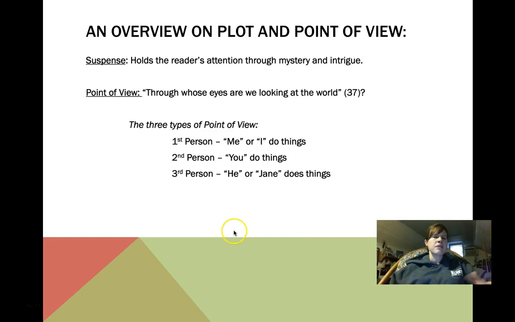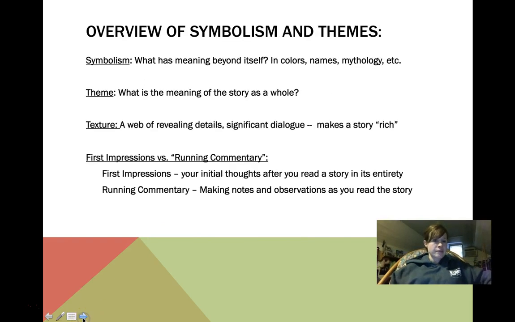So a lot of times we don't see second person used. It's usually first or third person. But those are the differences between the two of them. And then we have an overview of symbolism, which, as I said earlier, are things that have meaning beyond themselves. If an author is trying to create a richer context within their story, they may use things like colors or names or tie to mythology, whether it be a specific culture's mythology, to try to create extra meaning in the story.